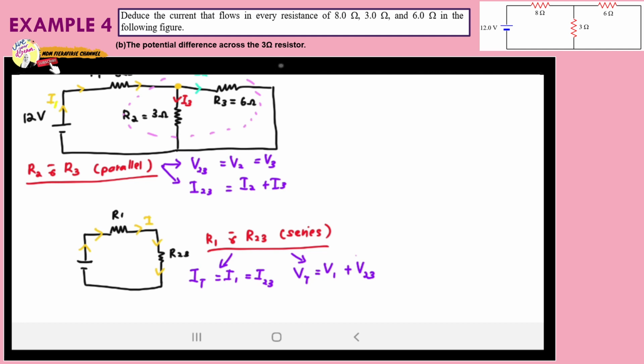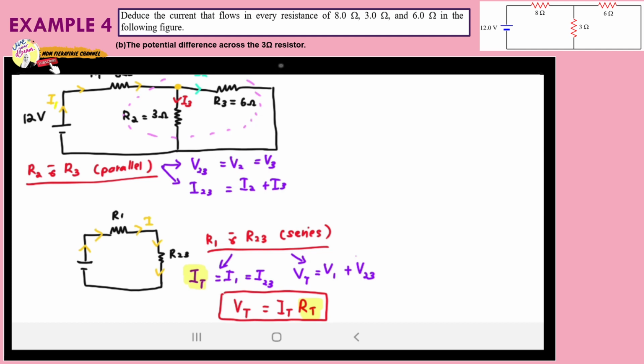Okay, now let's start our calculation. Let's find first what is the total resistance in the circuit. Kenapa kena kira total resistance dulu? Sebab kita nak kira current, total current. Kita nak kira I total, sebab V total is equal to I total R total. So since we want to find I total, the value of I that passed through the circuit, we want to find R total first, ataupun equivalent resistance in the circuit, ataupun total resistance.